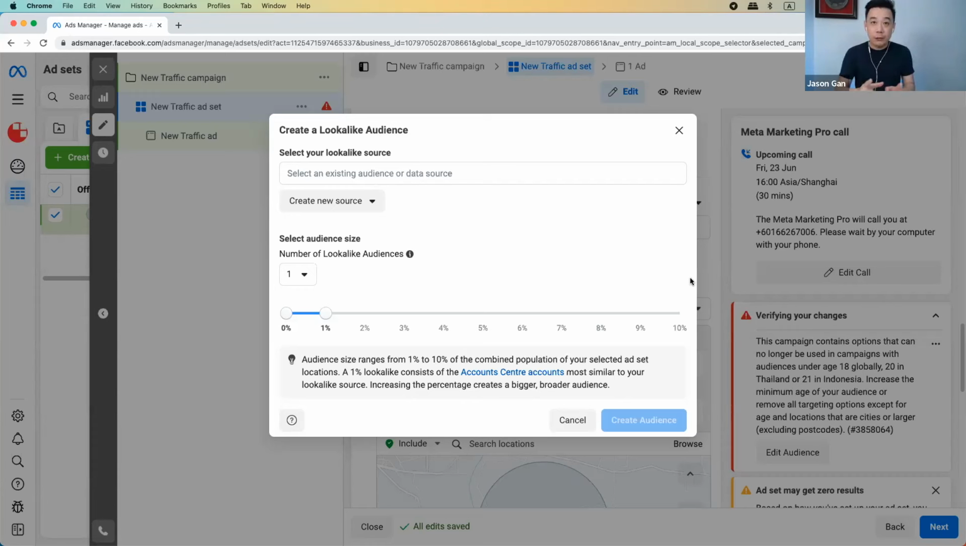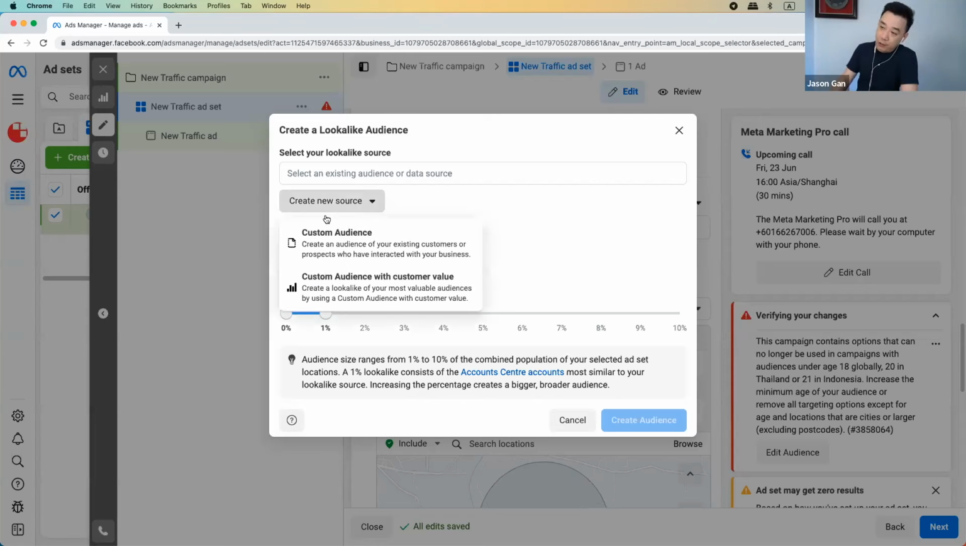So the keyword here is rubbish in, rubbish out. If you use a very, very low quality custom audience as a start, like people who watch your video up to 3 seconds, what the hell? Anyone can watch up to 3 seconds. So these are as good as meaningless. So it's very important to use the right audience as your source to create your lookalike audience. When it comes to lookalike audience, selecting a source is important.